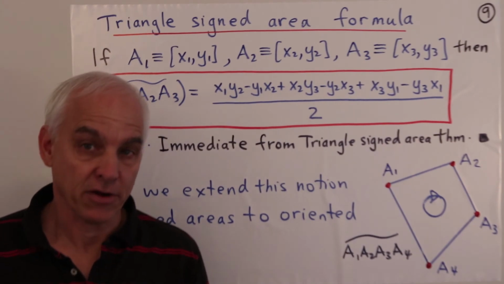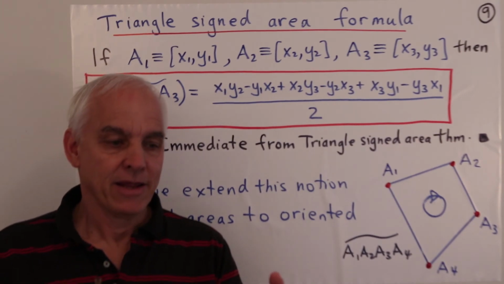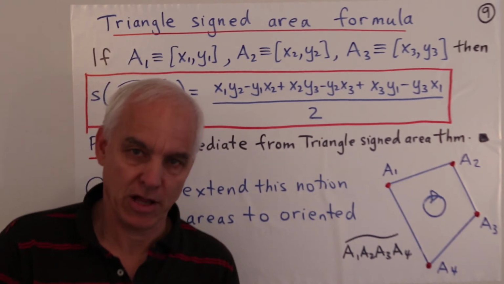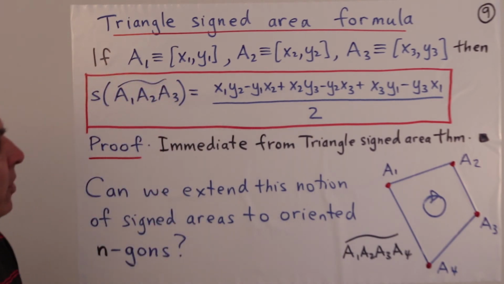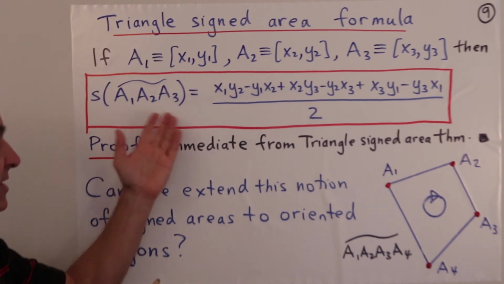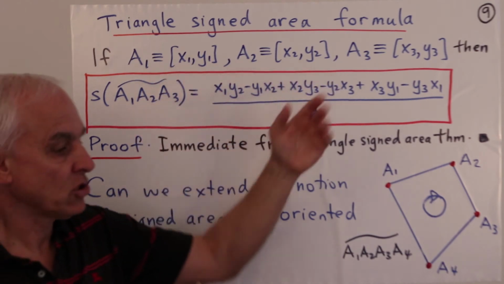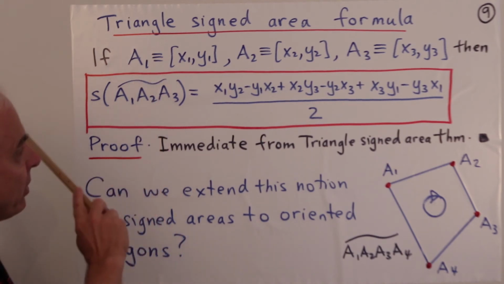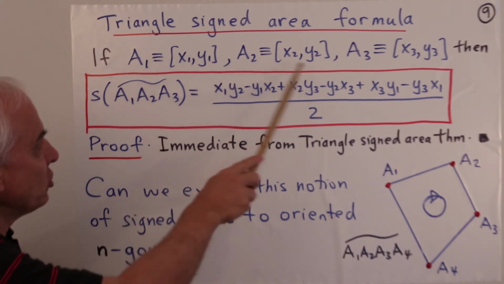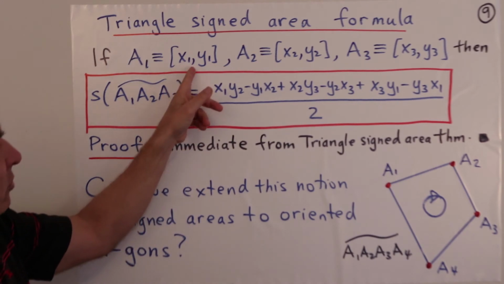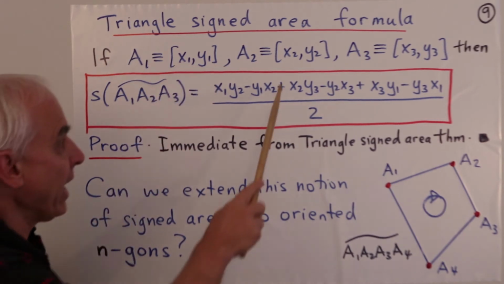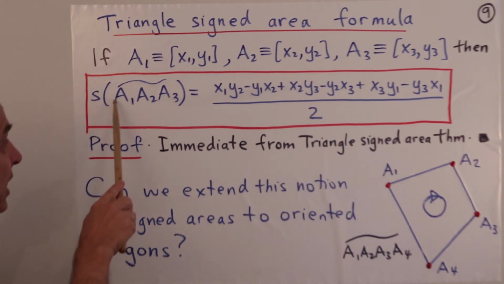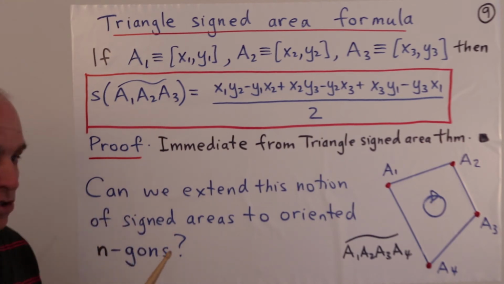So that triangle signed area theorem that we just talked about has an immediate consequence of a famous formula that's usually associated to linear algebra. It's a formula for the area, or in fact the signed area, of a triangle in terms of the coordinate points. So suppose that we have a triangle. Now we'll change notation a little bit. We'll call it A1, A2, A3, and the points will be general points. So A1 is (x1, y1), A2 is (x2, y2), and A3 is (x3, y3). And we're interested in the signed area of the oriented triangle A1, A2, A3.